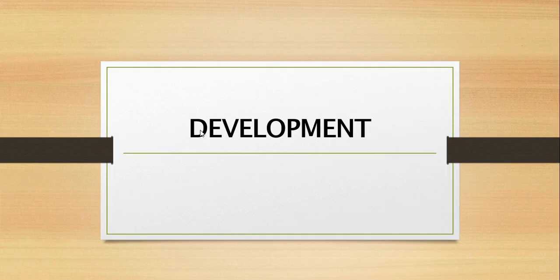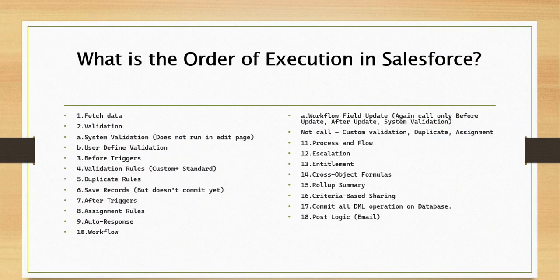Yeah. So here the first question is, what is the order of execution in Salesforce? First you have to fetch the data. Second, validation, which depends on two things, system validation and user-defined validation. Third is the before trigger. After that it goes for validation rules, custom plus standard. After that it goes for the duplicate rule. Then save your records but do not commit yet. After that come the after triggers.